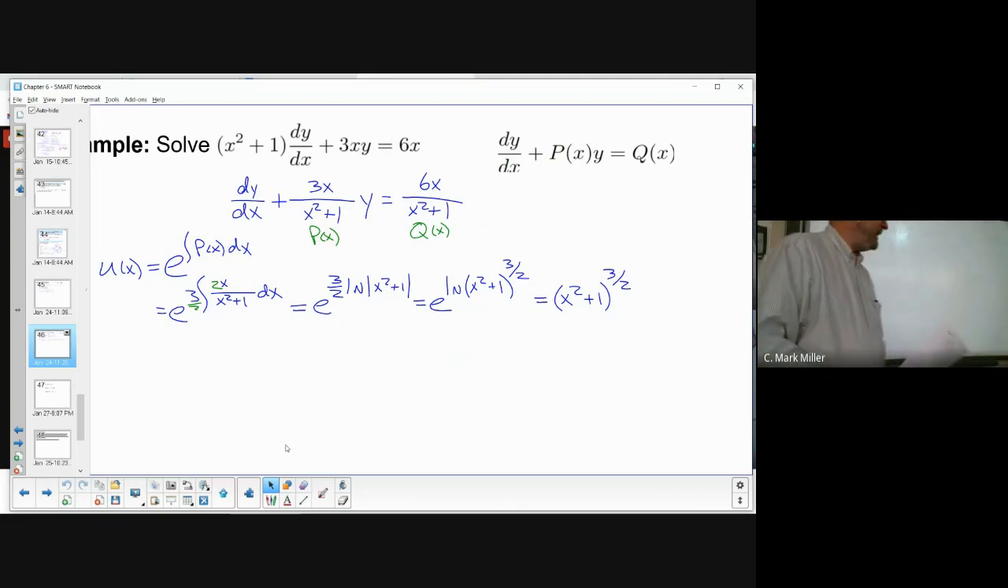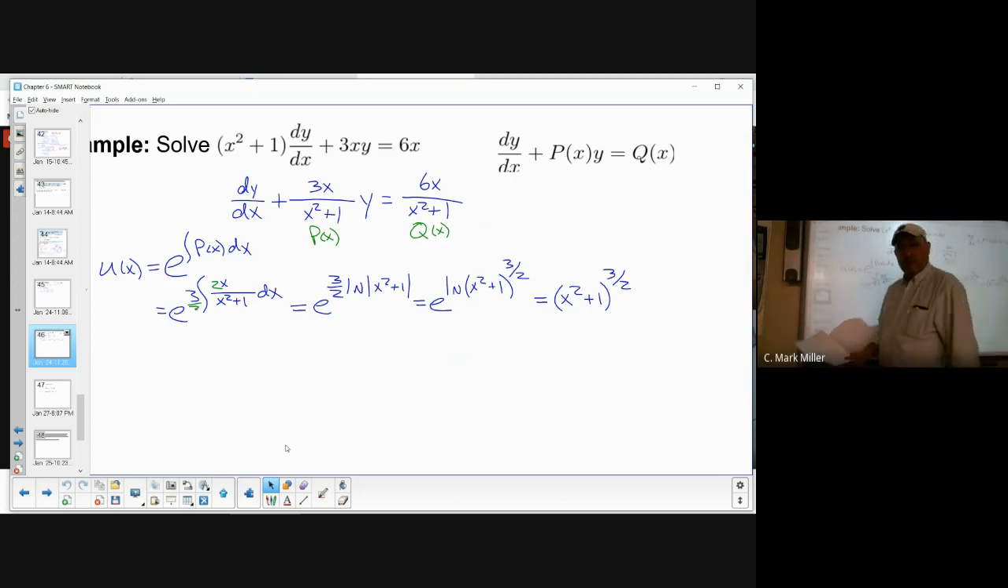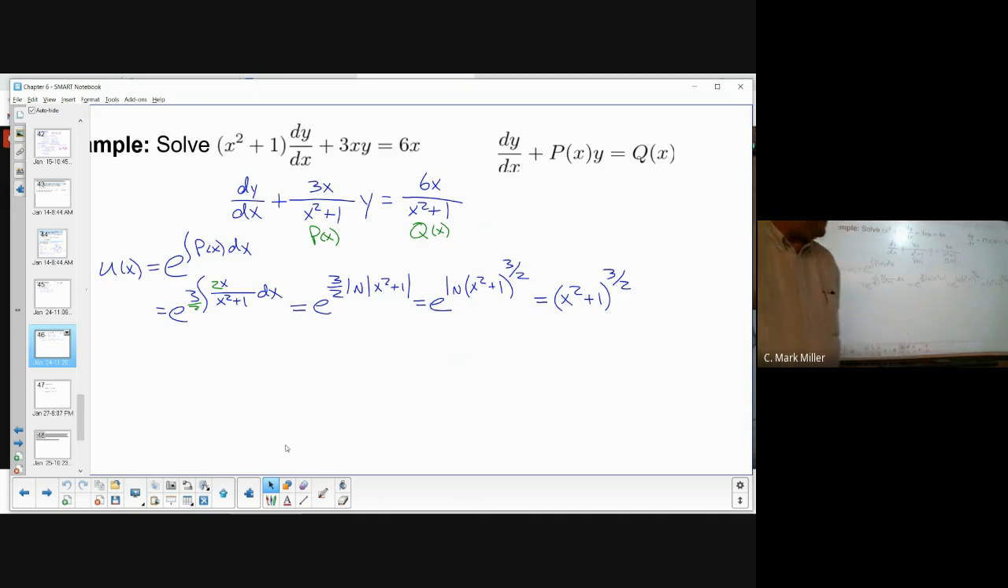We were here in the middle of an example, and we are approaching the end of chapter 6. We're going to finish chapter 6 today.